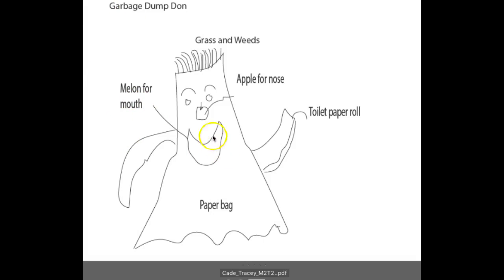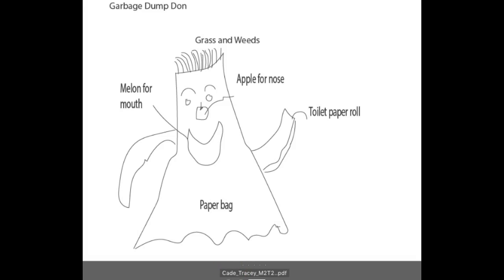Okay, so you've got a melon, a paper bag, paper roll, apple for nose, grass and weeds for the hair. That looks great. What about the eyes and the eyebrows? Did you have a plan for those? That would be something you would want to revise here, indicate on here what those 2 parts are going to be, and include those in your photographs if you haven't done so already.